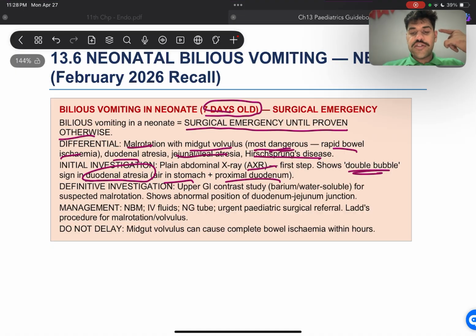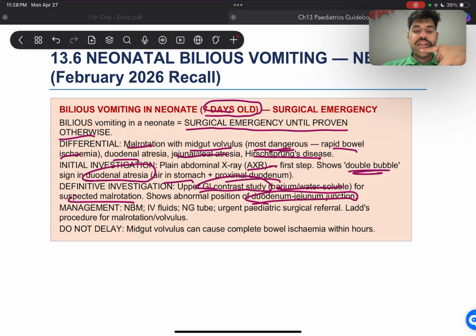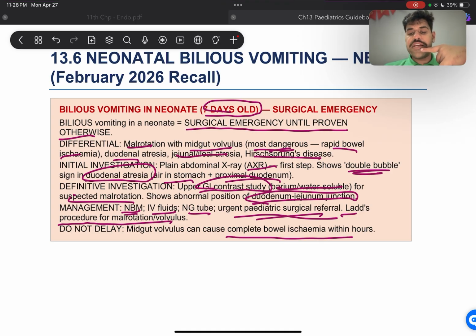The definitive investigation for this is going to be an upper GI contrast study, so barium or water soluble for suspected malrotation, and it shows abnormal positioning of the duodenojejunal junction. Management: nil by mouth and IV fluids, NG tube, urgent pediatric surgical referral, Ladd's procedure for malrotation with volvulus. We do not delay because a mid-gut volvulus can cause complete bowel ischemia within hours. Just remember that. Alright, we don't delay.